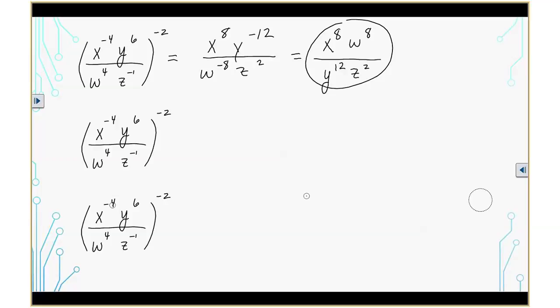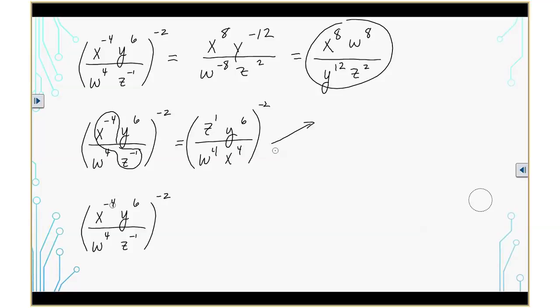All right, I can also take these two guys, and what can I do with these two guys? I can flip them, and that'll give me Z to the 1st, Y to the 6th, over W to the 4th, X to the 4th, and raise to the negative 2 power. Now, can I flip both of these and make that positive and distribute? Or can I distribute that and then flip it? Does it matter? Should I get the same thing? Yes. So we'll go 2 ways here.